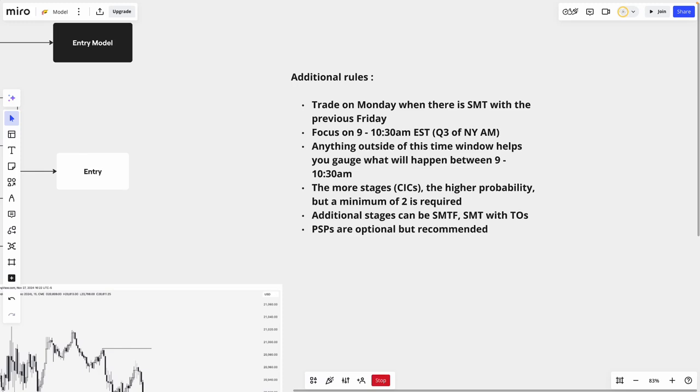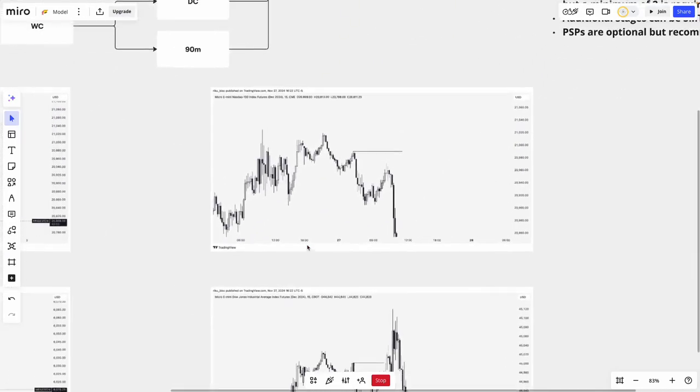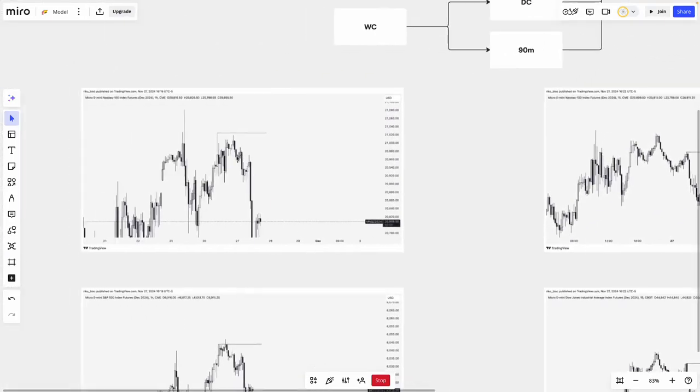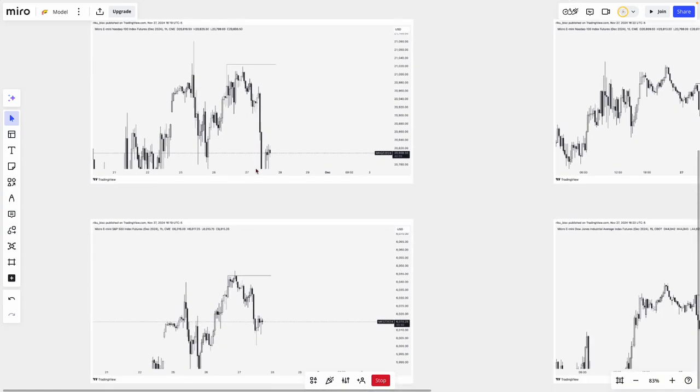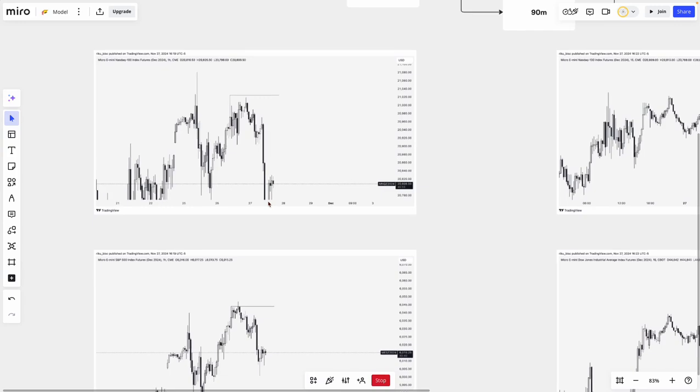Precision swing points. This is optional, but I do recommend it. In this example, this candle here that I've got my cursor on was a 1 hour precision swing point. And you can see that is what led the move happening.